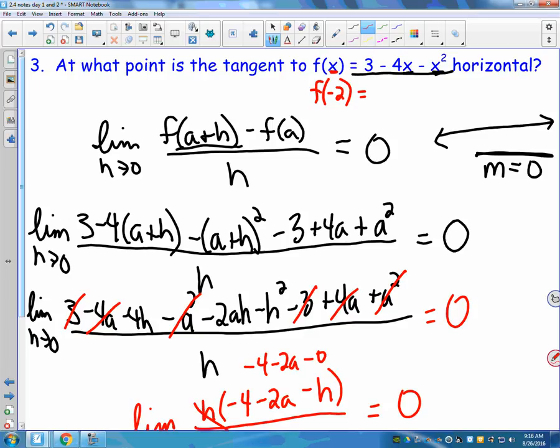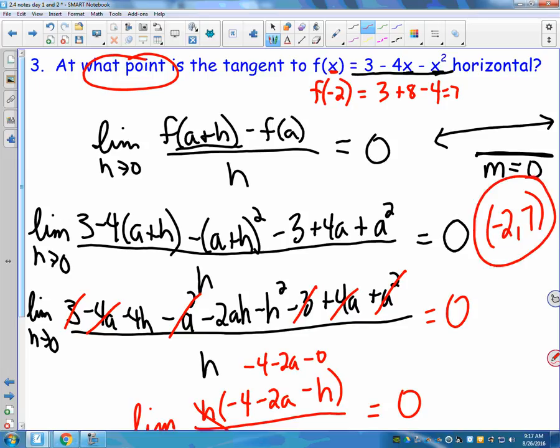So I'm just plugging it in. I get 3 plus 8 minus 4. 7, is that true? Yeah, that's right. 8, 11 minus 4 is 7. So at what point does it have a horizontal tangent? At the point negative 2, 7, it would have a horizontal tangent.